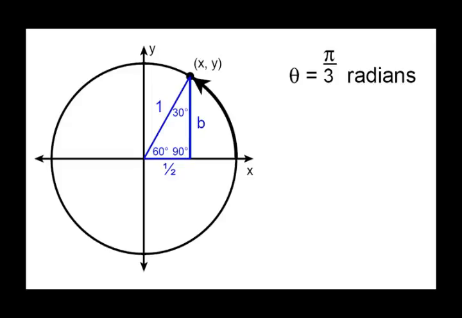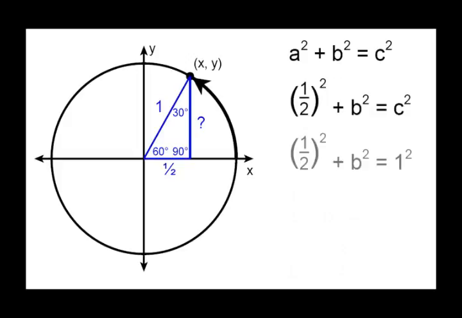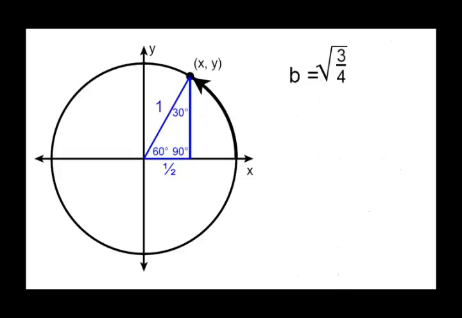Again, since we have a right triangle, we can turn to Pythagoras for help. Let's plug the values we know into the Pythagorean formula. A equals 1/2. We don't know the value of B. C equals 1, so 1/2 squared plus B squared equals 1 squared. We can simplify that to 1/4 plus B squared equals 1. Subtract 1/4 from both sides, and we have B squared equals 3/4. Take the square root of both sides, and we have B equals the square root of 3/4, which we can rewrite as the square root of 3 over the square root of 4. That simplifies to radical 3 over 2.